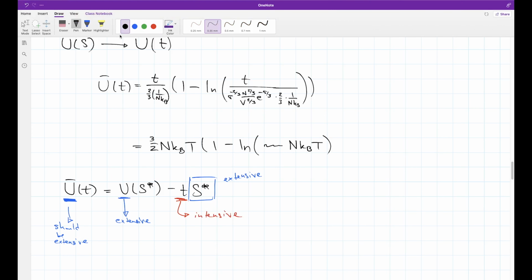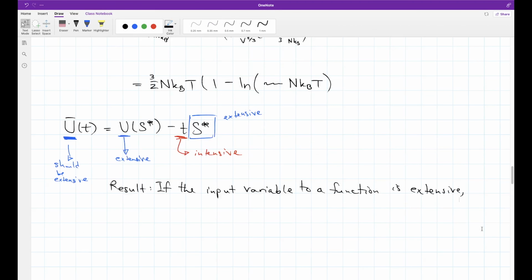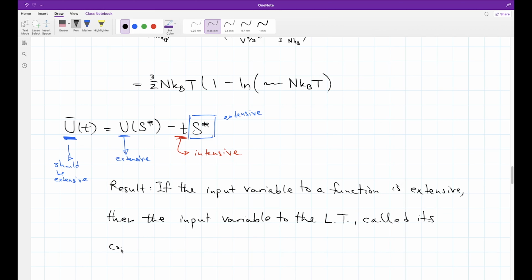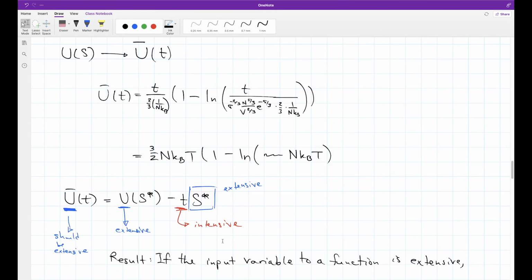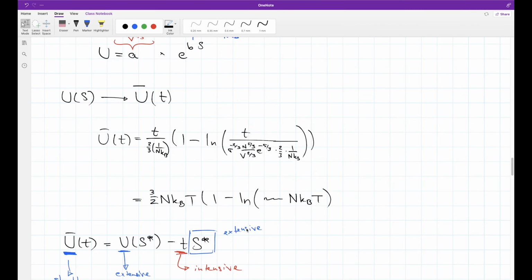So let me now state that as a result. If the input variable to a function is extensive, then the input variable to the Legendre transform, actually, let me say, called its conjugate variable, is intensive. And we'll get much closer to why this would be helpful to us in future videos.